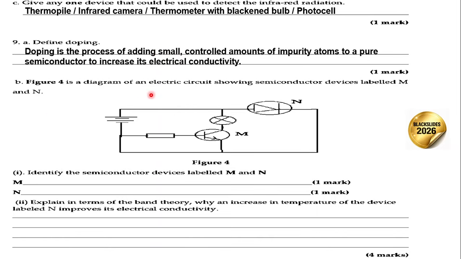Figure 4 is a diagram of an electric circuit showing semiconductor devices labeled M and N. Identify the semiconductor devices labeled M and N. So M is just a transistor, and N is a diode, a semiconductor diode. So know these things very well, the symbols and their meanings. I'm sure you know what this is. This is a bulb, this is a resistor, and that's a battery.